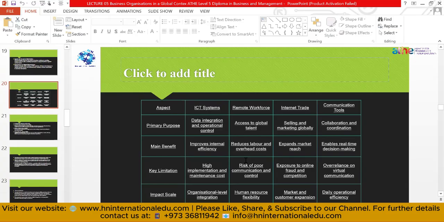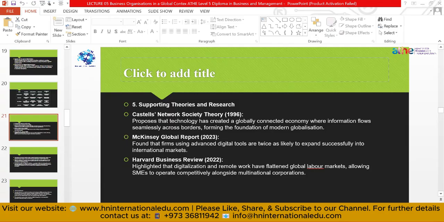Communication tools: daily operational efficiency, the daily activities, which is a mandation to make sure that they are running smoothly and we are able to meet the costs, expenses, everything, so that at the end, the profit doesn't get out of the digit. Supporting theories and research, this is the last part of your evaluate command verb. According to this topic, we have these theories with us.